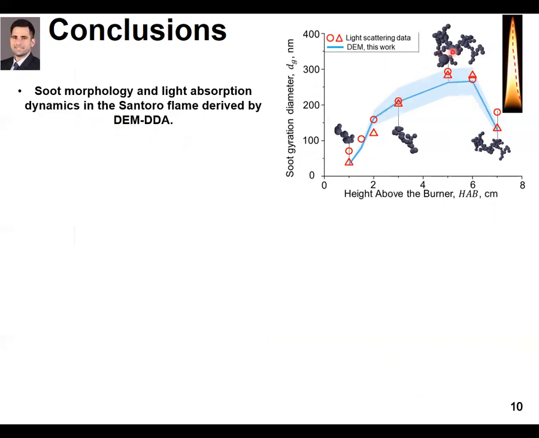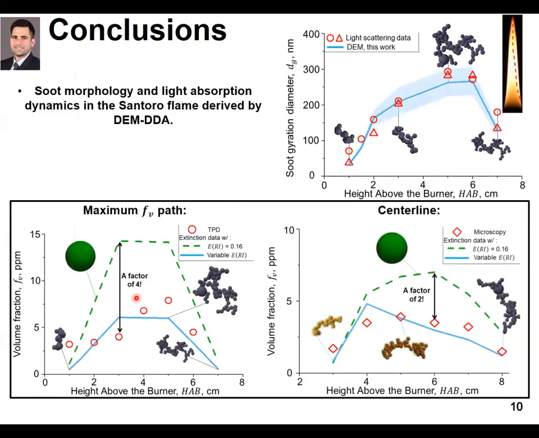So we used these realistic structures as an input to discrete dipole approximation simulations to obtain the evolution of the absorption function at the maximum volume fraction path, but also at the centerline of the Santoro flame. The volume fractions that we obtained by combining these variable absorption functions with light extinction data were in excellent agreement with the volume fractions obtained by thermocouple particle densitometry as well as with microscopy measurements.